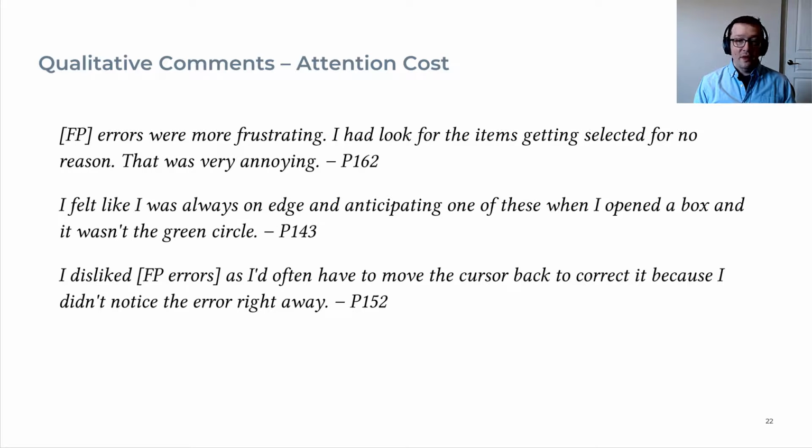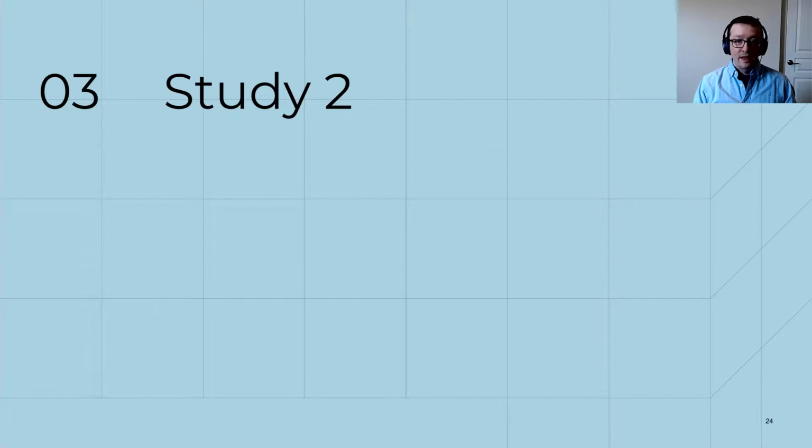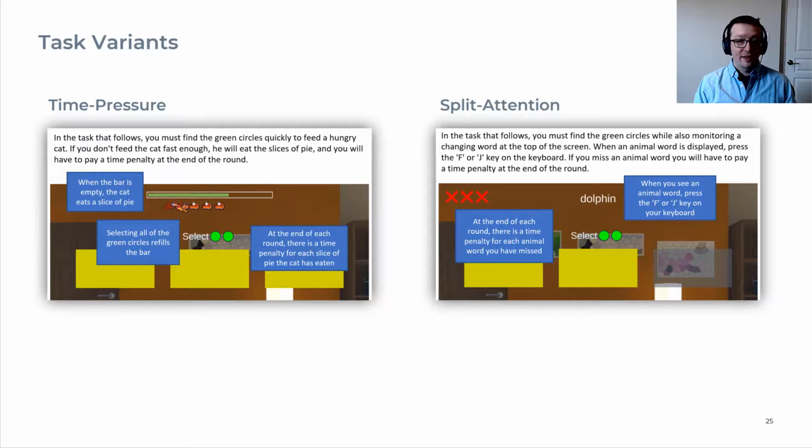In our next study, we found further evidence for this added attentional cost. So we conducted a second study to understand the effects of high-level task on error type preference. We tested the same task as in study 1, but we also tested 2 variants of the task.